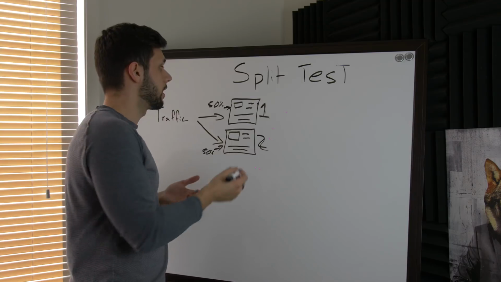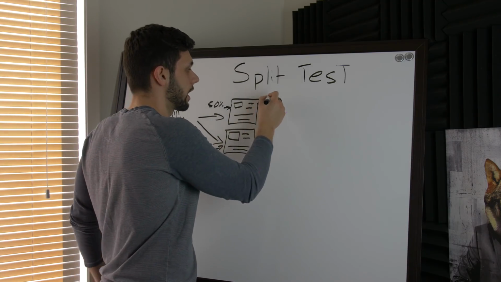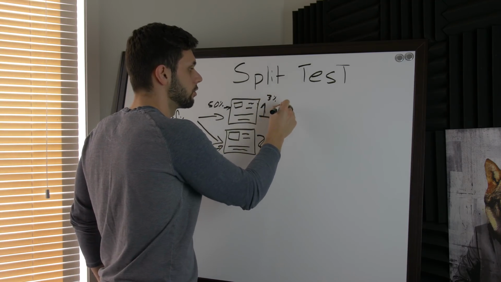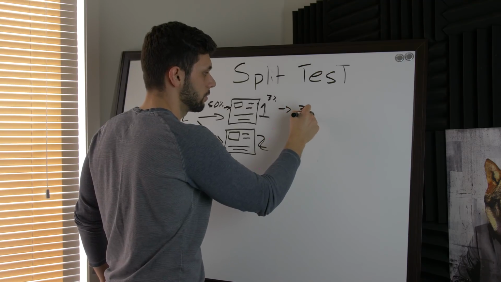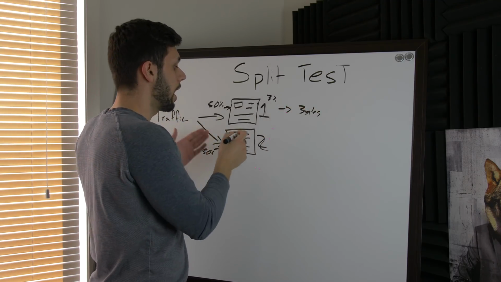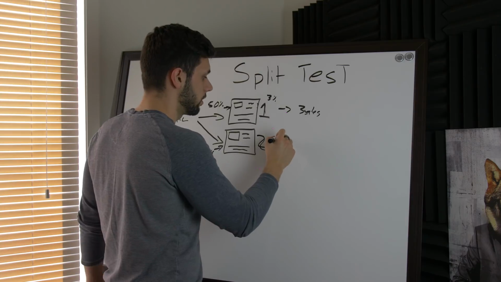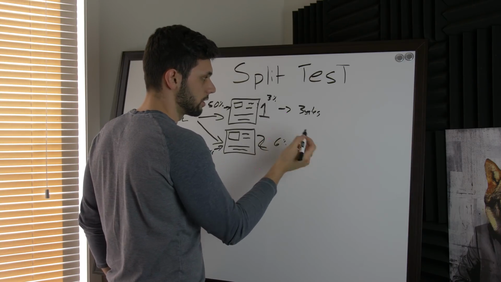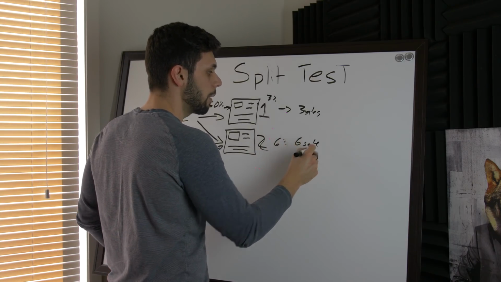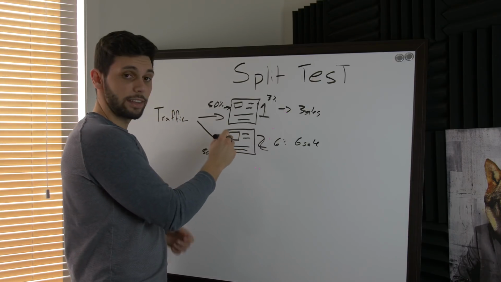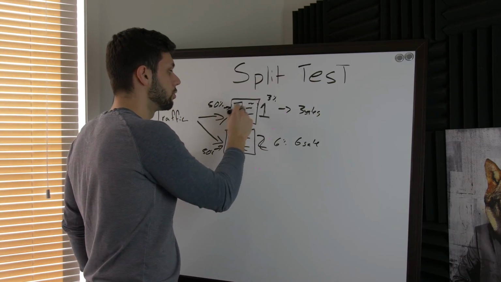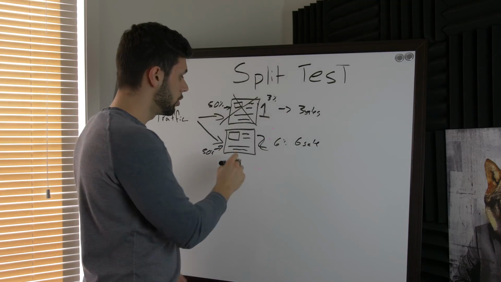What you're going to realize is that with one picture, you might have, let's say, a 3% conversion rate, so you'll get 3 sales per 100. And in the second one, you might get a 6%, so 6 sales. So now what you know is that this second image is better than this one. So you kill this one off, you don't use it, you move on from this one.